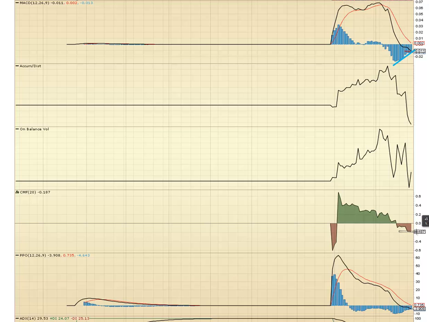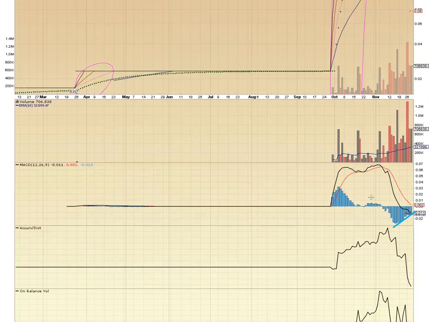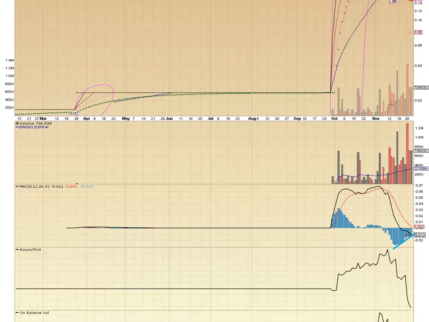CMF has gone flat here, which is a good sign. It means that the selling should be slowing down or coming to a stop, and soon I expect this to actually start going up into the green again. And again, notice a lot of accumulation back at the higher price levels. It's here on the CMF, you can see it pretty clearly. A lot of accumulation at this higher price level.